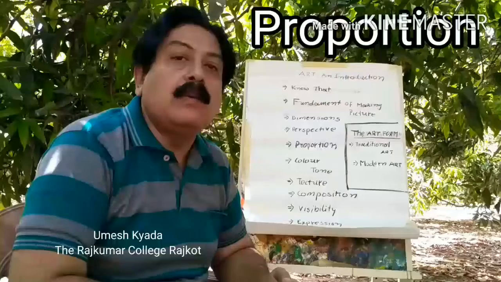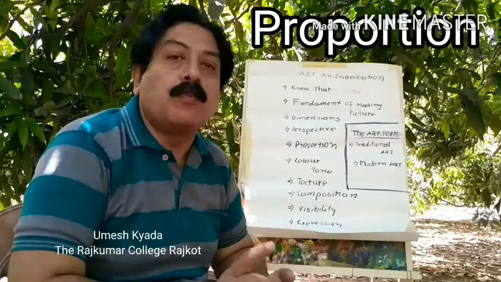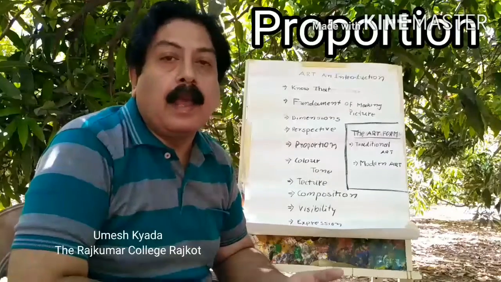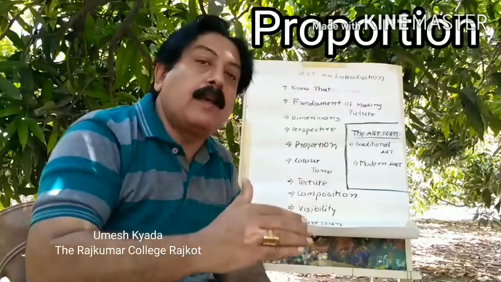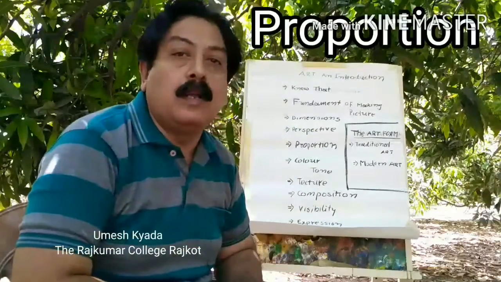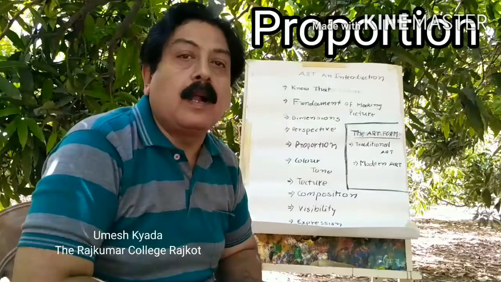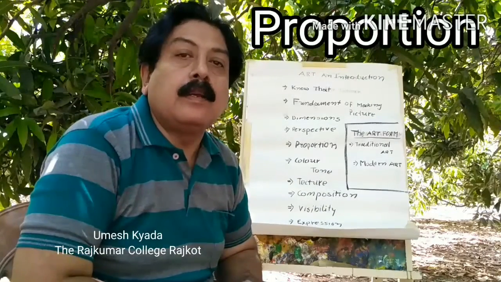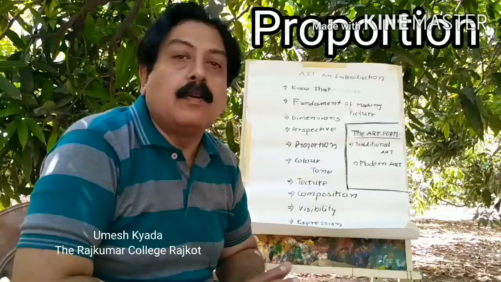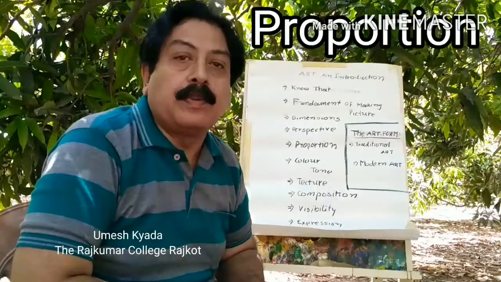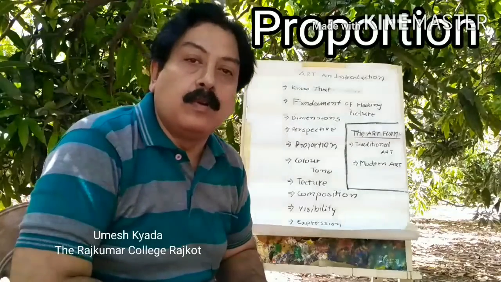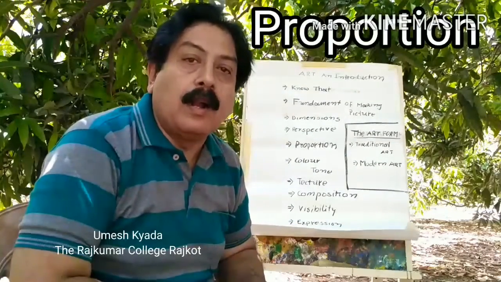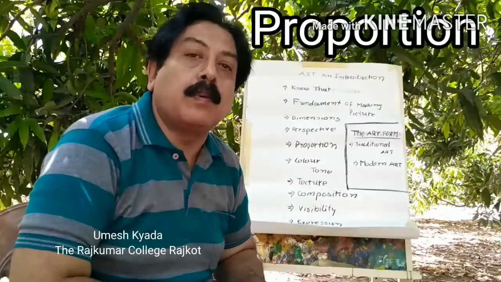Same with the entire body. If you want to draw it, you draw the head first. In proportion to the head, you have to draw the entire body. Otherwise, it looks like a cartoon. In a cartoon, you can draw an unproportional figure. But when you are going to draw and learn good art, you have to learn proportion first.